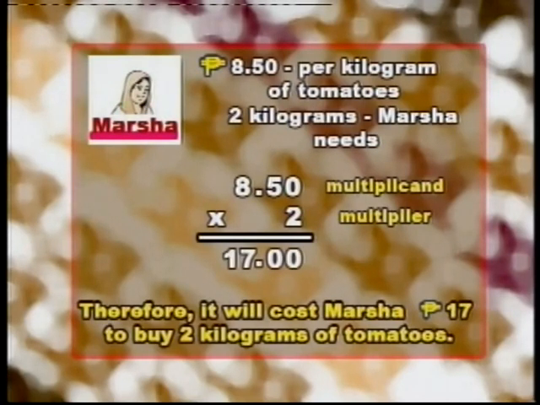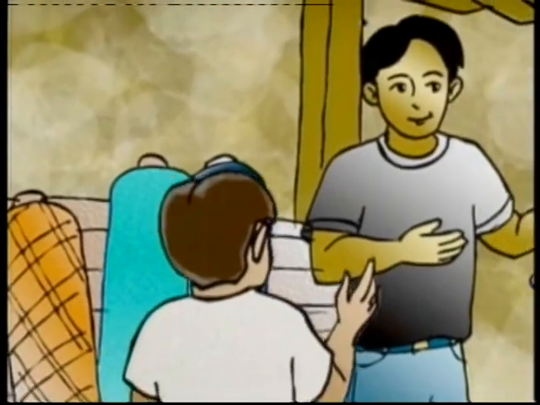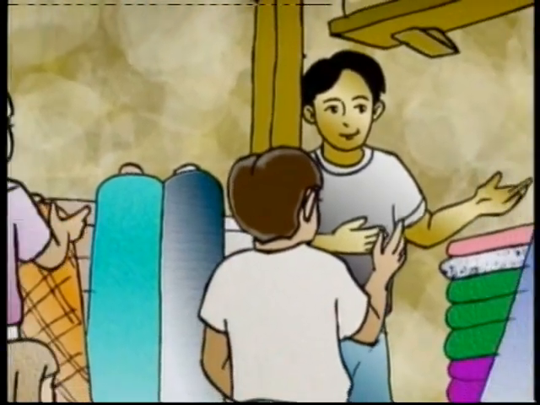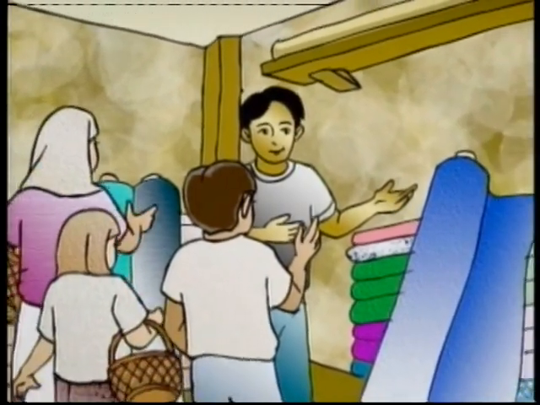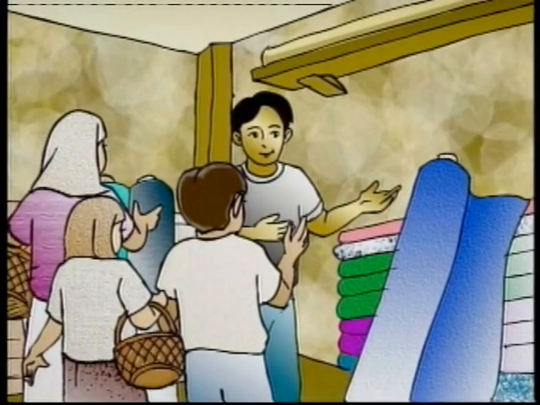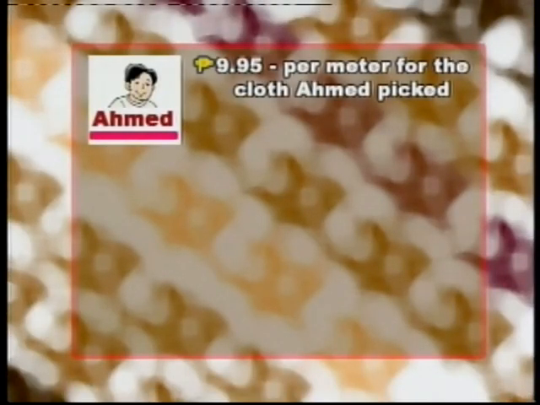Easy? Now, let's continue with the story. Next, the 3 friends went to the fabric store. The storekeeper showed different types and designs of cloth for Ahmed to choose from. He picked the blue one. The storekeeper said the blue cloth would cost him 9 pesos and 95 centavos per meter.